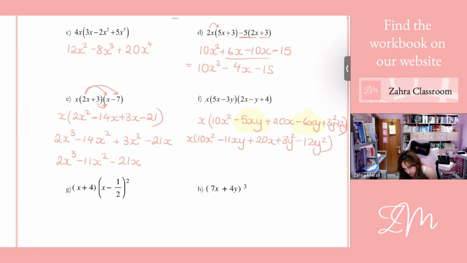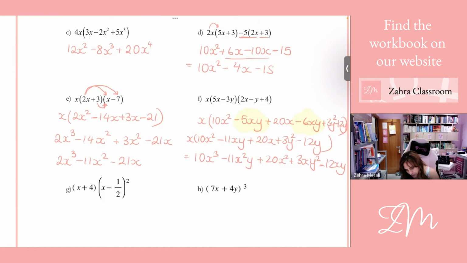Oh, no, that's the wrong way around. Sorry. You do things too quickly. Right, now you're going to multiply everything by x. So you'll get 10x cubed minus 11x squared y plus 20x squared plus 3xy squared, or you could write 3y squared x, it doesn't matter, minus 12xy. And that would be your final answer.